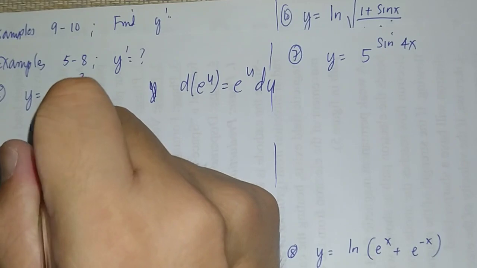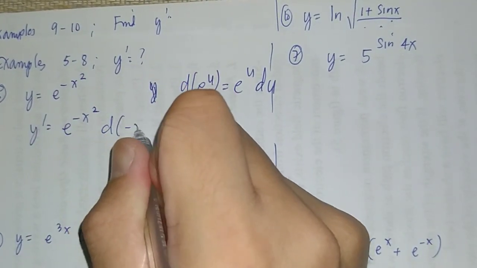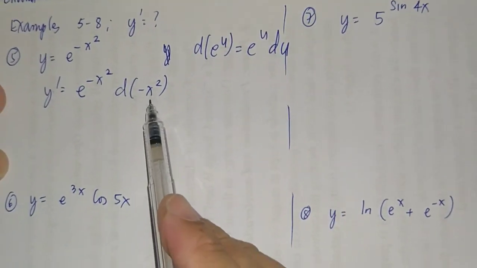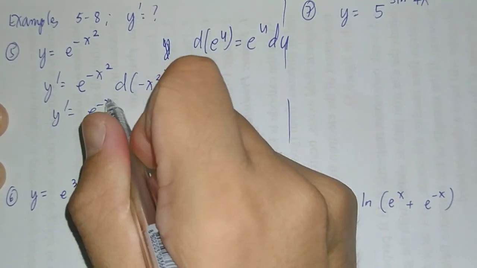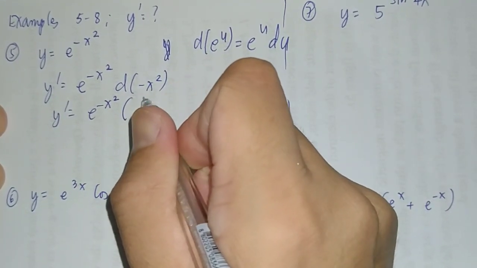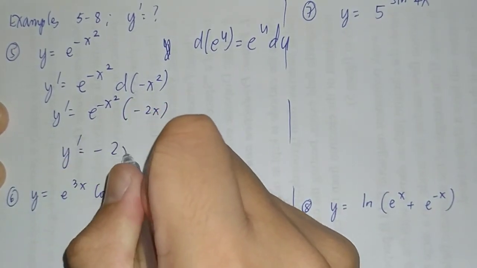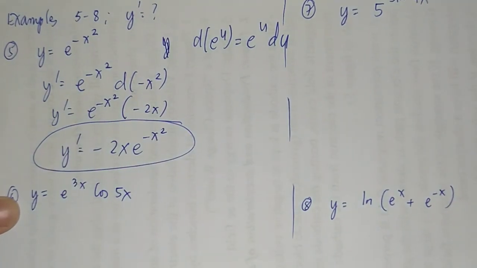So, your y prime is simply e to the u times the derivative of u. So, y prime here is e to the negative x squared times derivative of negative x squared is negative 2x. So, your y prime is negative 2x e to the negative x squared. As simple as that.